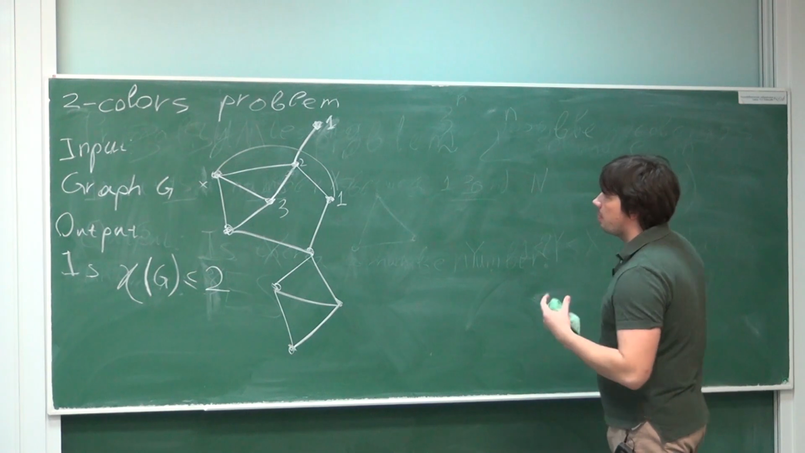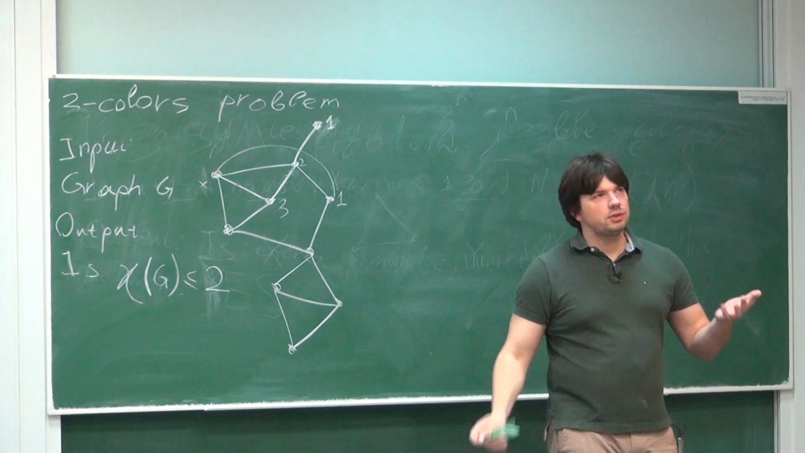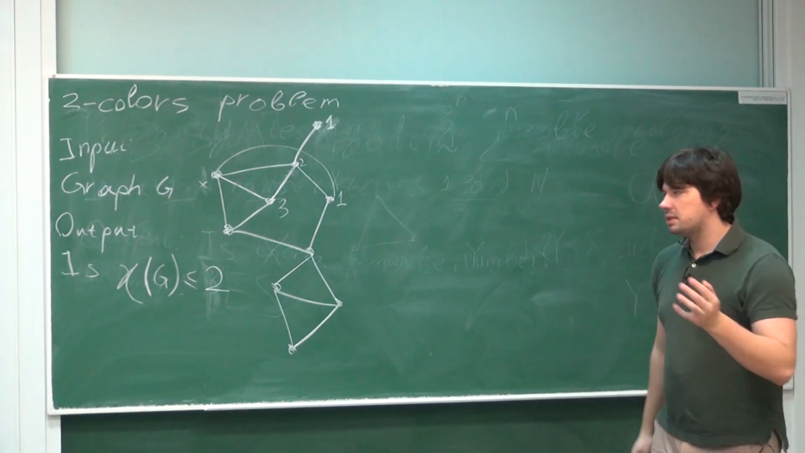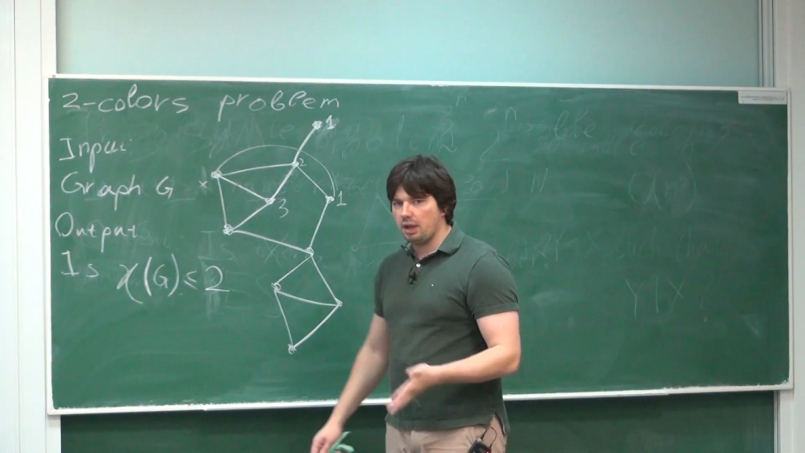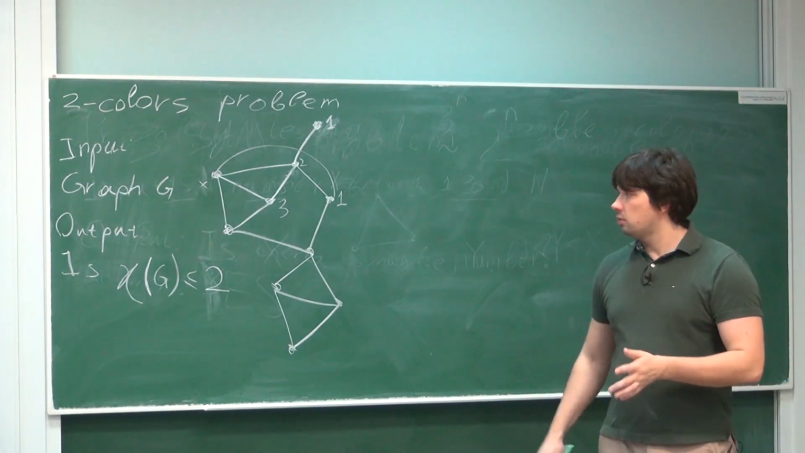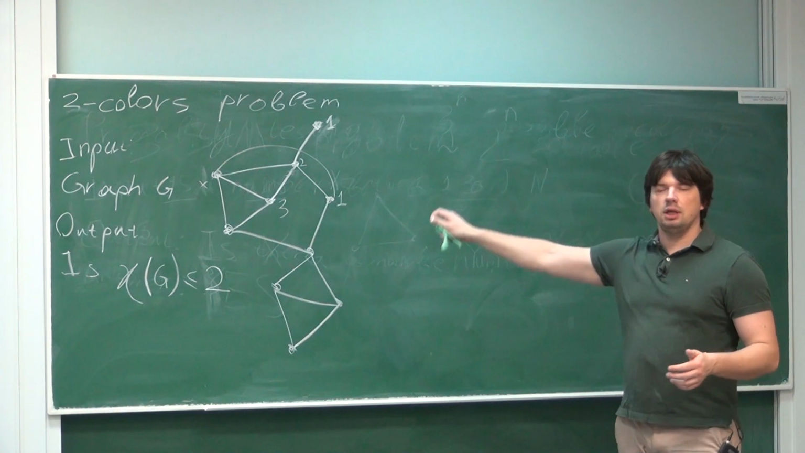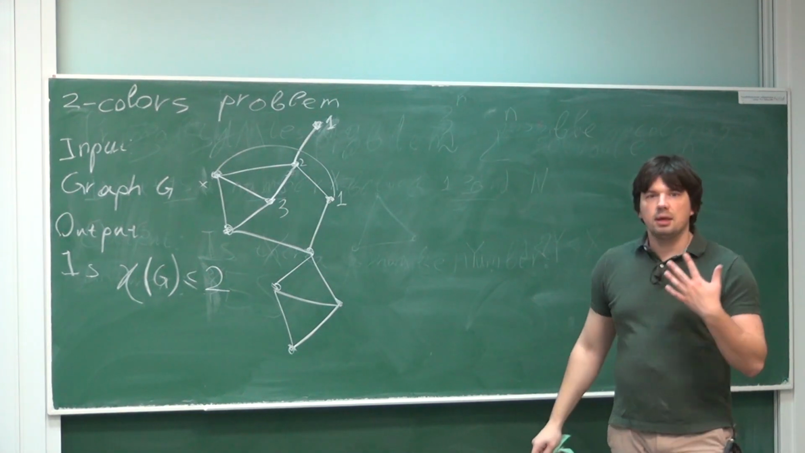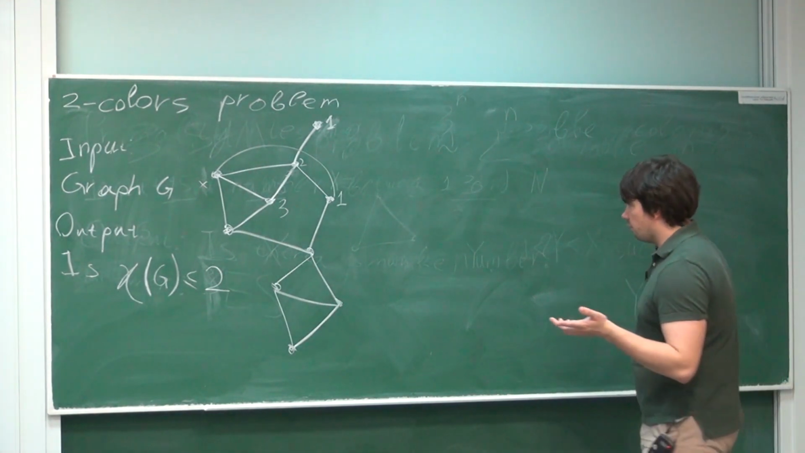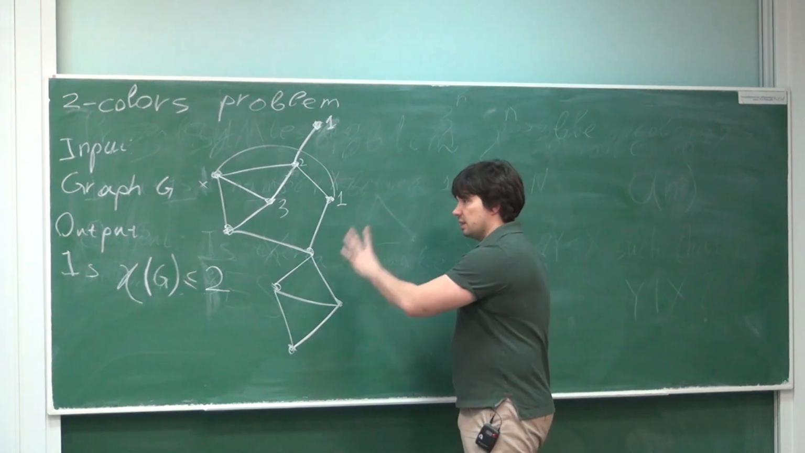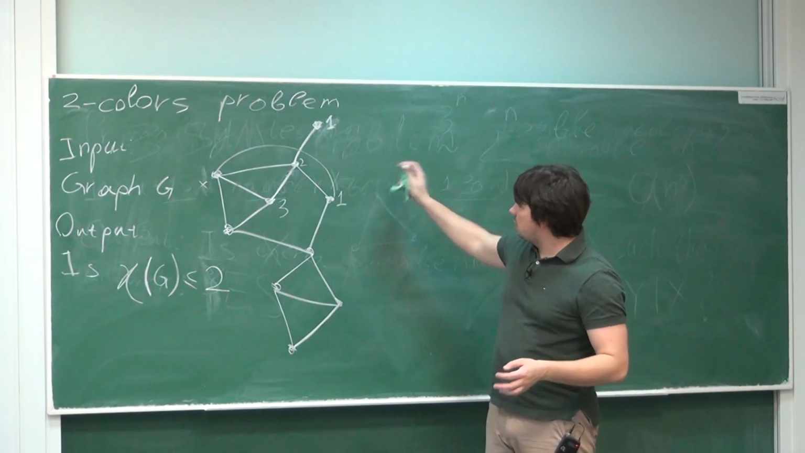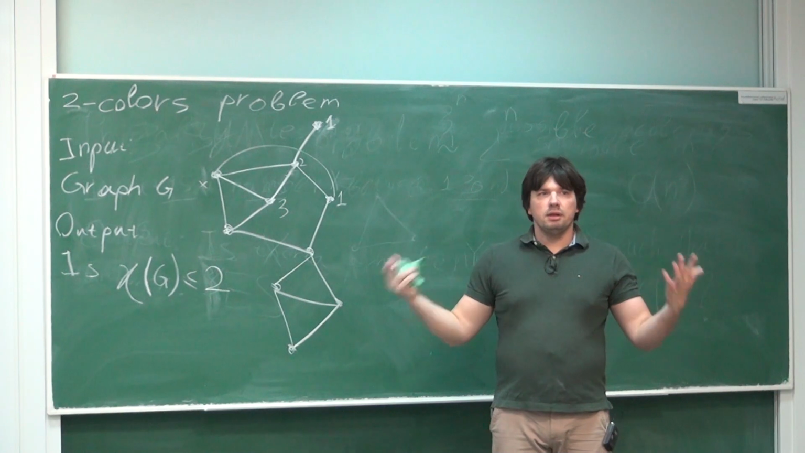Why does it matter? First of all, it's kind of fun to notice that problems that look very much the same, like what can be the difference between 2 coloring and 3 coloring, can have such a drastic difference in computational complexity. So this one can be solved in linear time in the size of the graph, and 3 coloring, for what we know, requires exponential time in the size of the graph. So this is a simple problem. 3 coloring is a very hard problem. But how can we use 2 coloring to solve 3 coloring in a little bit less time?